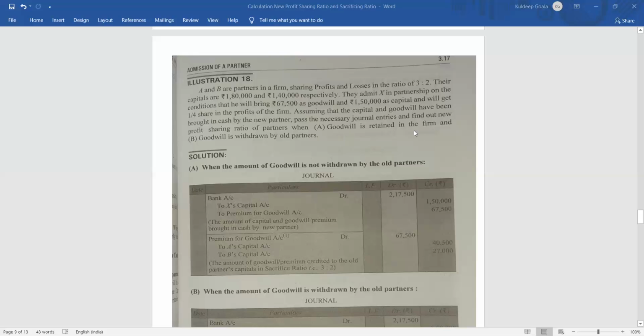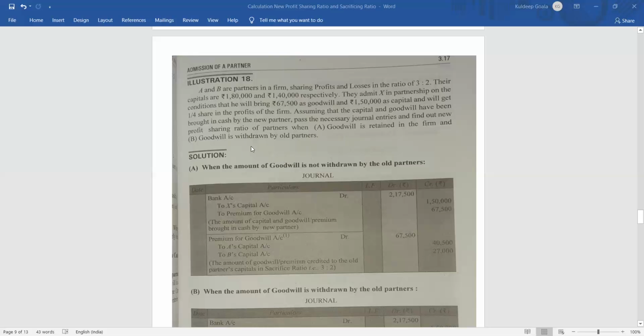Okay, when the premium for goodwill is not withdrawn, this is the first case. That is retained in the firm, meaning it will not be withdrawn. And the second case is when the premium for goodwill is withdrawn by the partner. Here only goodwill is mentioned. It is referring to premium for goodwill. Clear? Okay. So let's start.